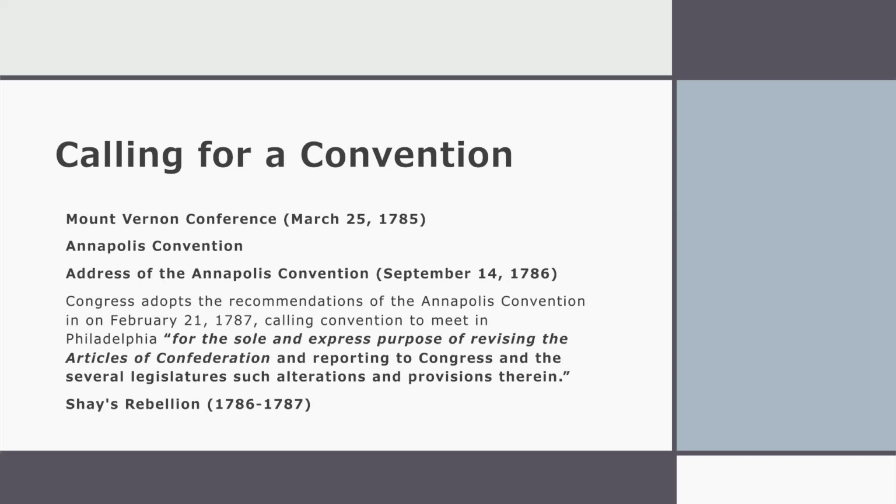As the 1780s continued on, these problems within the Articles of Confederation became more and more evident. One of the first moments where political leaders in the United States sought to address these issues was at the Mount Vernon Conference. The Mount Vernon Conference was called over problems with the Potomac River. It separated Maryland from Virginia, and it was a major hub, a major route for transportation and trade.